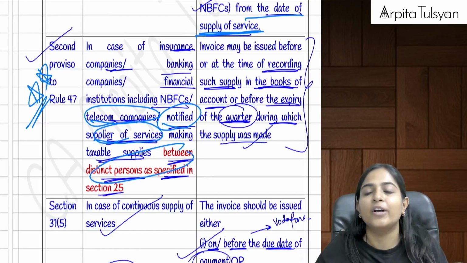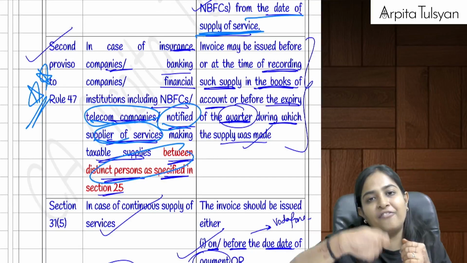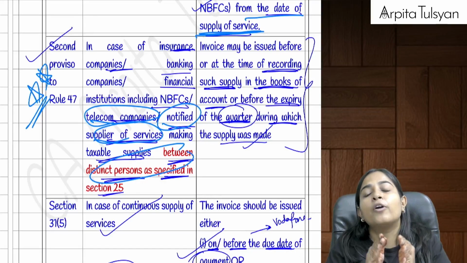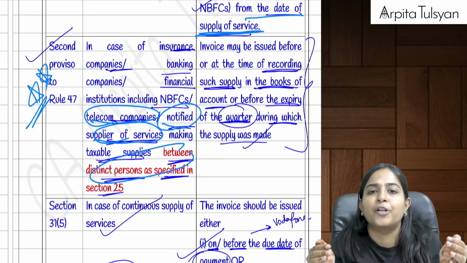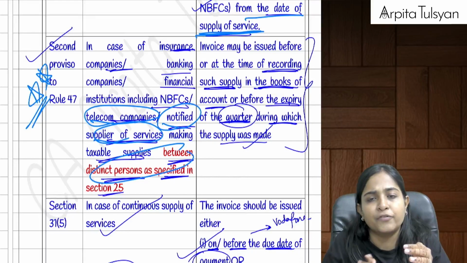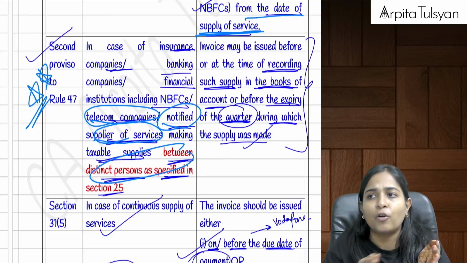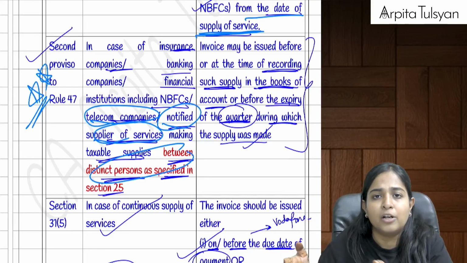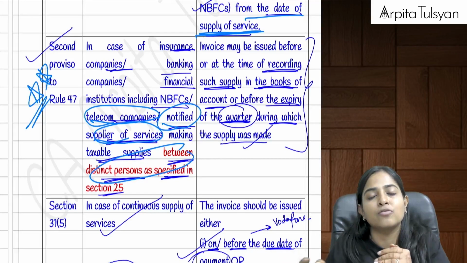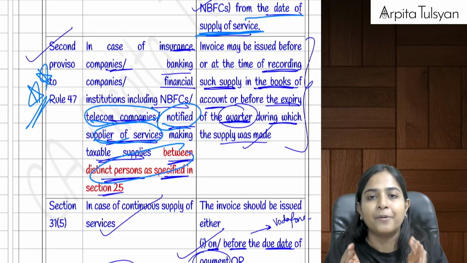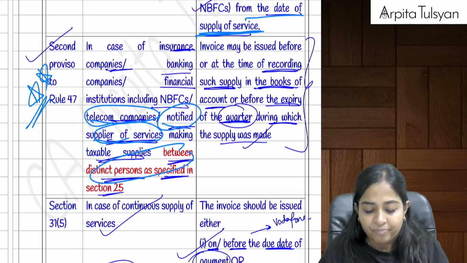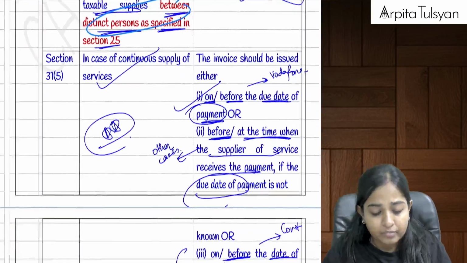So whenever you are recording such supply in the books, that you have given such supply to your distinct person, that is the time of supply. Or if the supply is done during a particular quarter, normal. In case of GST also, your quarter, from calendar year point of view, is Jan to March, April to June, July to September, and so on. So before the expiry of that particular quarter in which you have supplied the service, that will become your time of supply. Very clear with this?